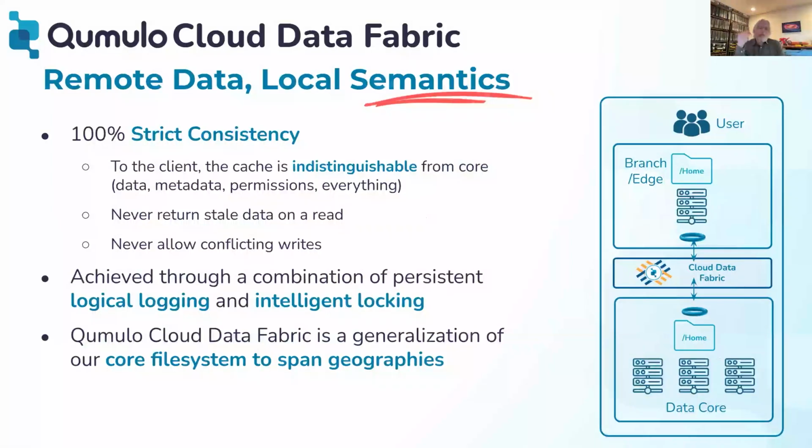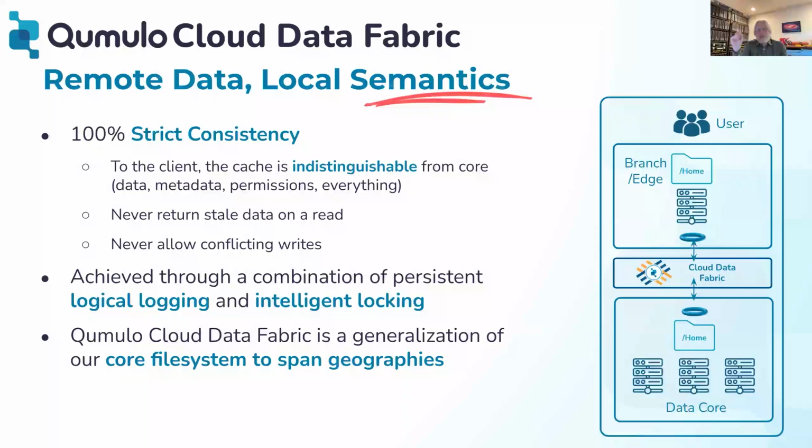So having high performance cache is kind of useless if it's not correct, if it's not consistent. And so the biggest part of our design and the most core piece of our architecture is how do we make it consistent? How do we get, in fact, 100% strict consistency? And first of all, what does it actually mean to be strictly consistent?